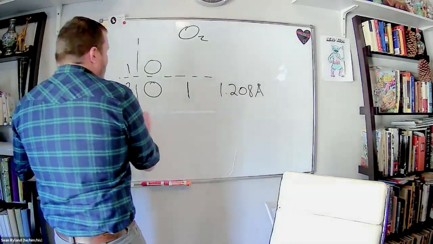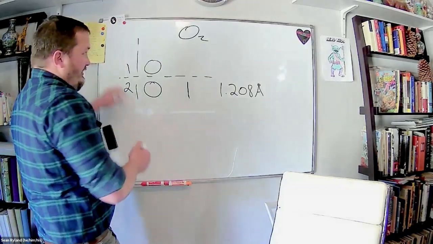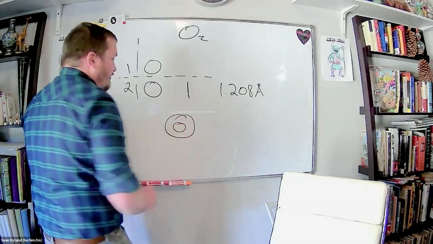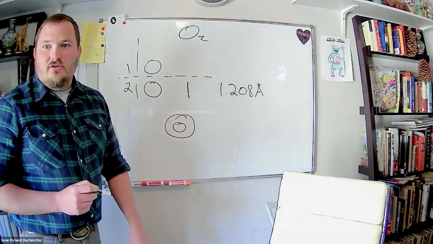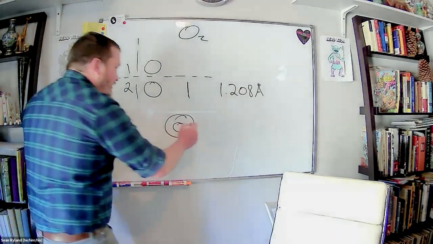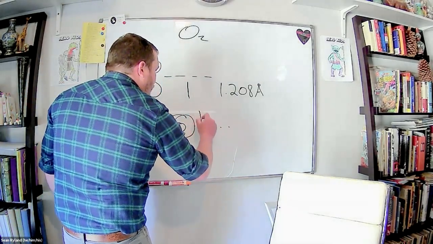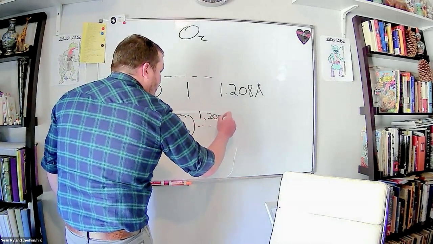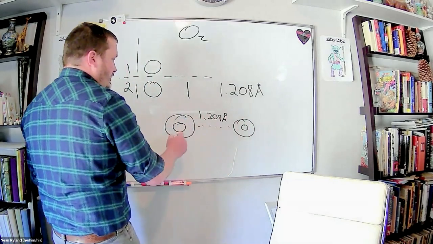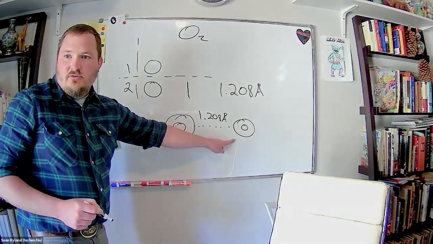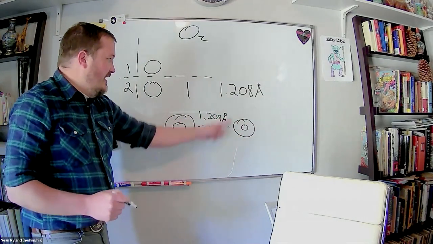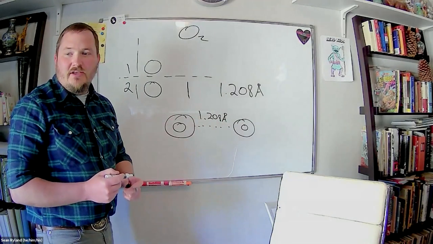So if we were taking this and drawing the molecule, we'd say, okay, I shouldn't have chosen oxygen because it just looks like circles. We have nucleus one is oxygen, and then 1.208 angstroms away is nucleus two. And I can draw that one in any direction as long as it's 1.208 angstroms away.